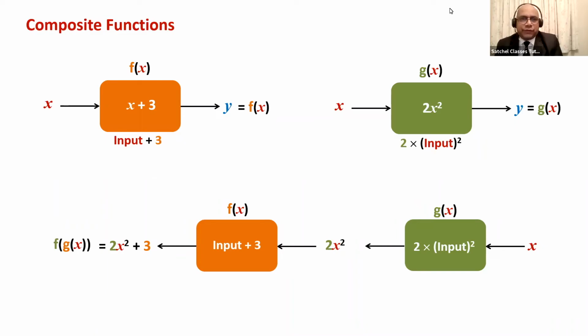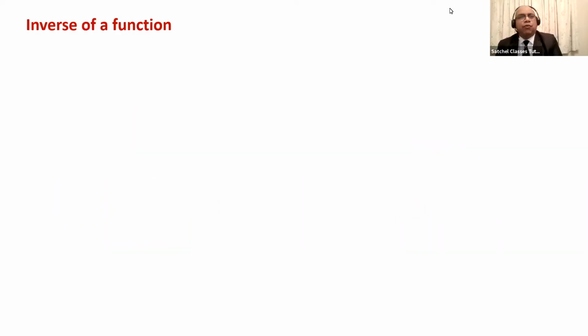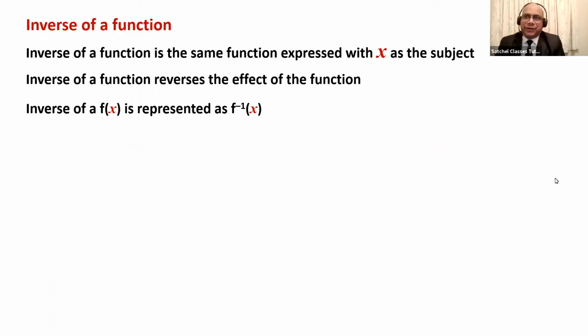These are composite functions. Now finally, let us understand what we mean by the inverse of a function. It's just like changing the subject of a function. So the inverse of a function is the same as the function expressed with x as the subject instead of f of x. The inverse of a function reverses the effect of the function. It's as simple as that. And the inverse of a function is represented by f to the power minus 1 of x. Now, what are the steps we need to do to find the inverse of any function? Let's understand.